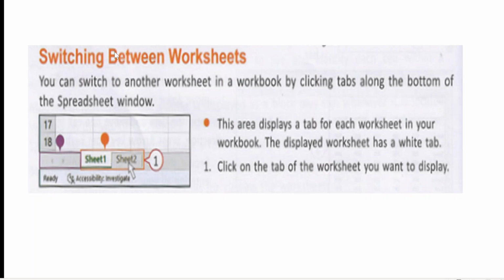Switching between worksheets. You can switch to another worksheet in a workbook by clicking tabs along the bottom of the spreadsheet window. This area displays which area? This area. So sheet 1, sheet 2. This area displays a tab for each worksheet in your workbook. The displayed worksheet has a white tab. So this worksheet is active right now.